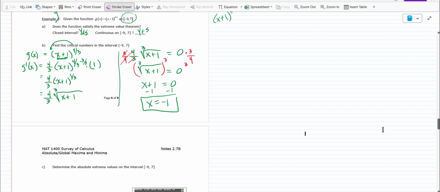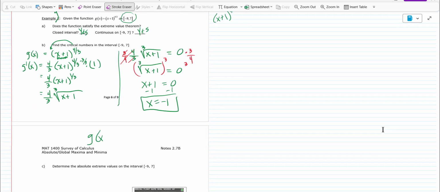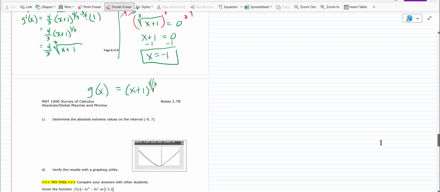So what we want to do, let me write down what the function is. The function is x plus 1 to the 4/3. You can certainly use your calculator on this if you want to. So what we do is we do the endpoints first of all. So we're going to work with the endpoints. So you're going to work out g of -9. So just plug in the endpoints. So that's going to be -9 plus 1 to the 4/3 power. And that would end up being -8 to the 4/3.